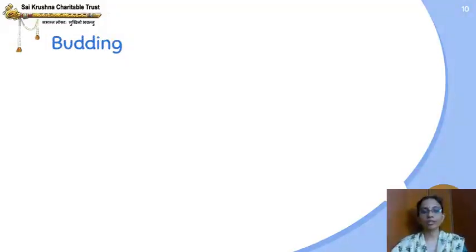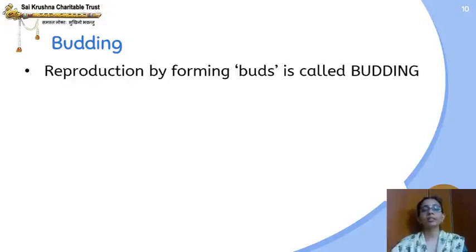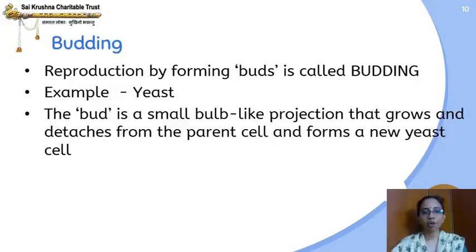After vegetative propagation, we shall move on to budding. What is budding? This is a method in which a bud is formed and the bud detaches itself. So what is it? The bud is a small bulb-like projection that grows and detaches from the parent cell. So if you take an example of yeast, yeast is a single-celled organism or a plant, you can say. Here it grows when the situation is very conducive. For example, it has enough moisture, enough nutrients.